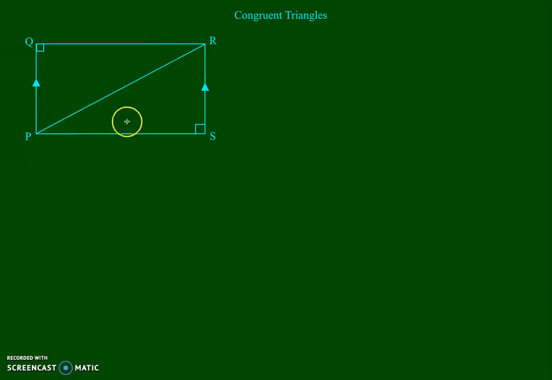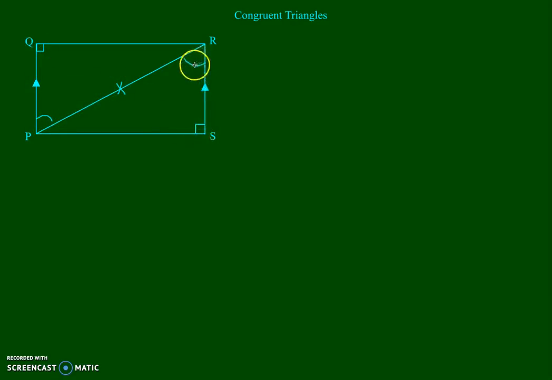So as we look at this, we can see that since these are parallel, this angle and this angle are congruent because they're alternate interior. Now, we also know that because this side is shared by both of these triangles, this side is congruent to itself by the reflexive property. And so here we have an example of angle, angle, side.